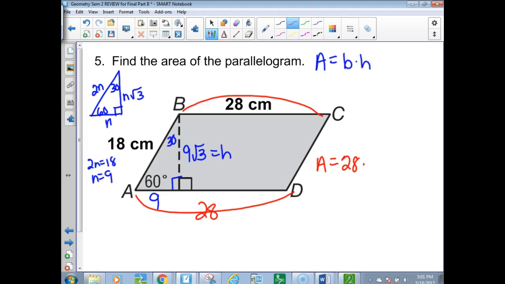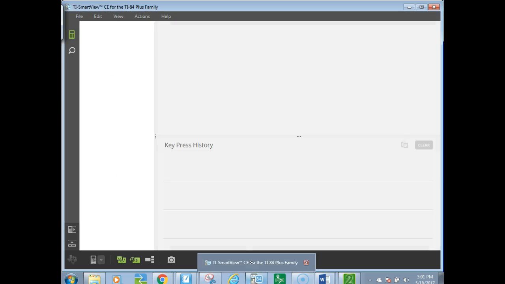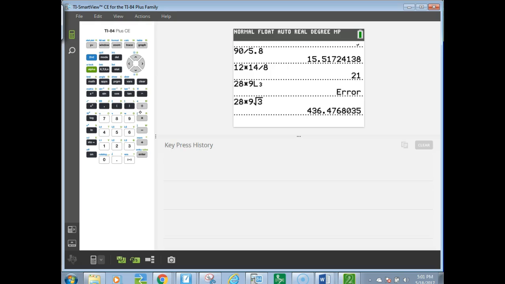We'll do 28 times 9 square roots of 3. We'll need our calculator for that one. Why that isn't already loaded. One moment. So I already had done that earlier. 28 times 9 square root of 3 is 436.5.